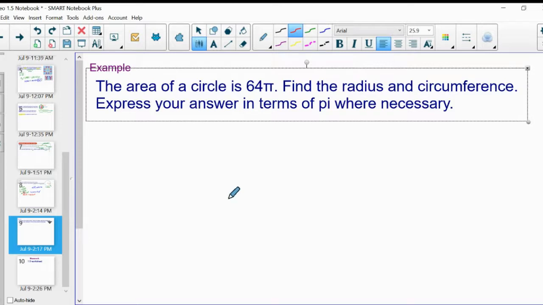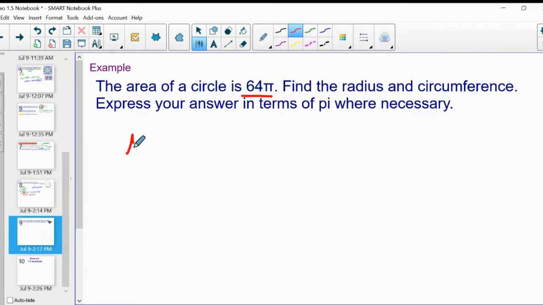All right, last example here. This one now we're given the area is 64 pi. And we have to kind of work backwards here to find the radius and then find the circumference, okay? And notice this one does say express your answer in terms of pi where necessary.